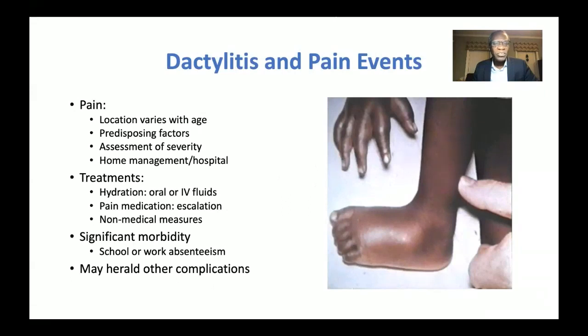Severity needs to be assessed properly, and home management should be through education and provision of potent analgesics to families to be able to manage at home. And where this fails, hospitalization is needed. Hydration should be done both oral and IV. Pain medication should be given with good escalation until the point where the child has significant pain relief as measured by pain scores. Non-medical measures like comforting, psychological therapy, distraction, and local therapies like heat compresses are very useful.